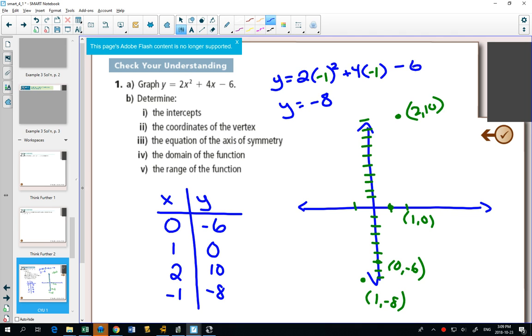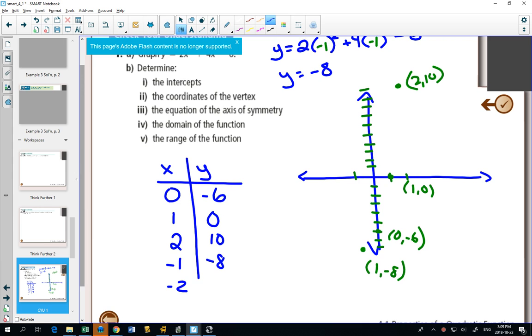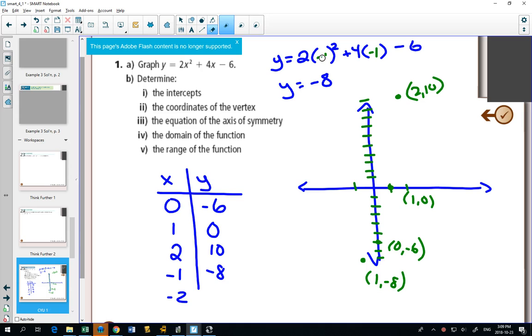And if I plug in negative 2, I'm hopeful right now that -2 will give me my first point that is symmetrical. So if I plug in -2, -2 squared is 4. 4 times 2 is 8. Minus 8 will be 0. Minus 6 will be -6.